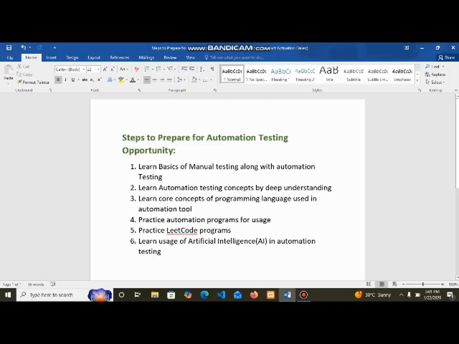First step as part of the automation testing preparation is learn basics of manual testing along with automation testing. Without learning basics of manual testing, you cannot understand automation testing completely. Know how to prepare the test cases and executing the test cases and generating the reports based on the test cases execution and preparing the test plan, test strategy. Those kind of things will be helpful to understand what is testing process, and know where automation testing process will be started as part of the manual testing.